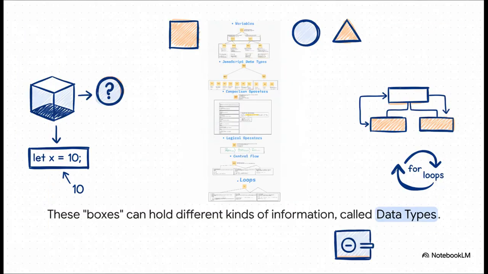Now, what's cool is that these boxes can hold all sorts of different information. We can put numbers in them, text, which, by the way, programmers call strings, or even simple true or false values. Understanding the type of data you're dealing with is absolutely crucial because it dictates what you can do with it. And that brings us right to our next key concept.